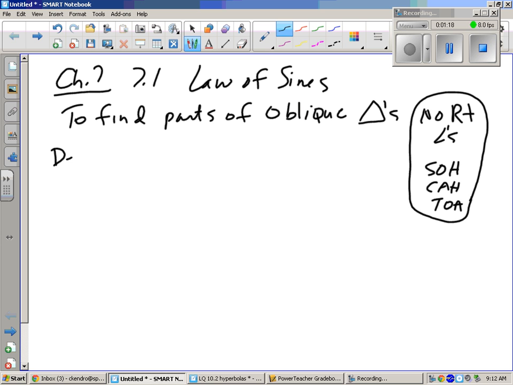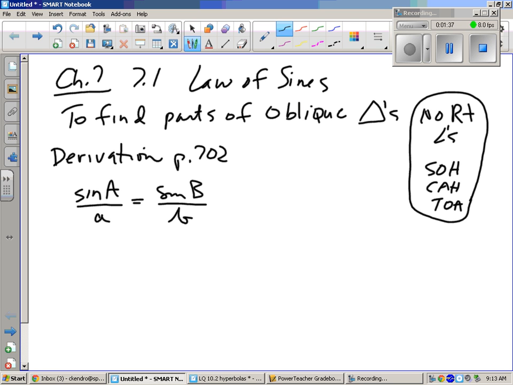Now, if you want the derivation of this formula, it's on page 702, but it's fairly lengthy, so I don't want to go through it here. I am just going to give you the formula. It goes like this: sine of angle A over side A equals sine of angle B over side B, and you could also add C and C in there. Now the book actually has this upside down where the side A is on the top and the sine of A is on the bottom. It really doesn't matter which way you do it because it's all in proportion.